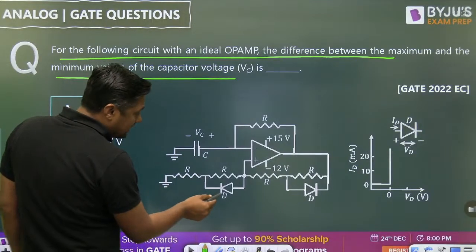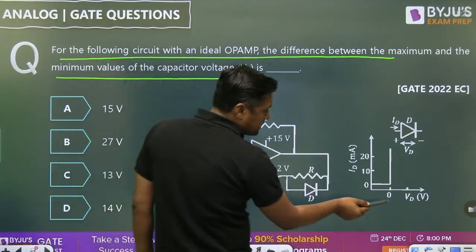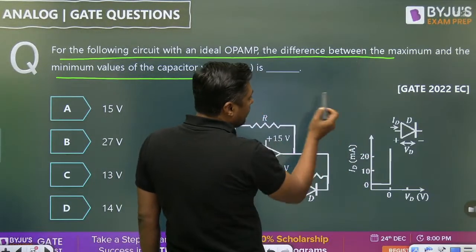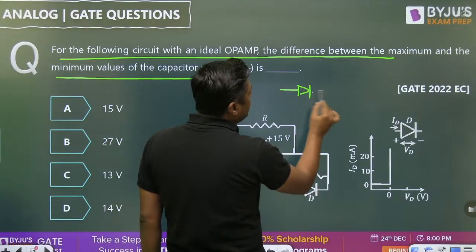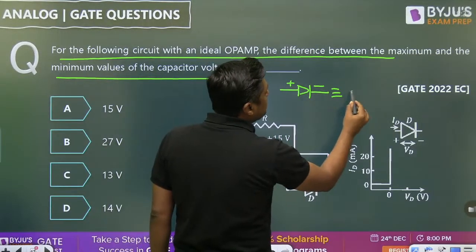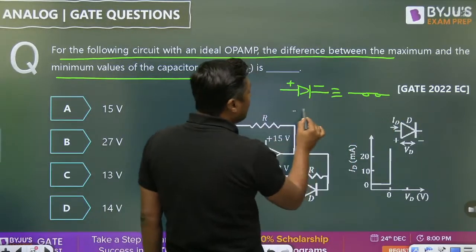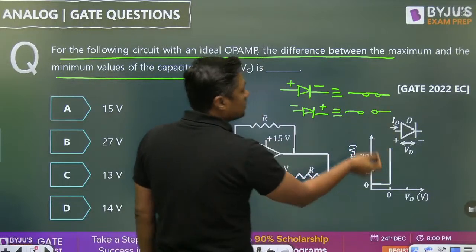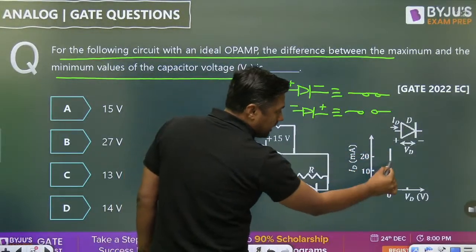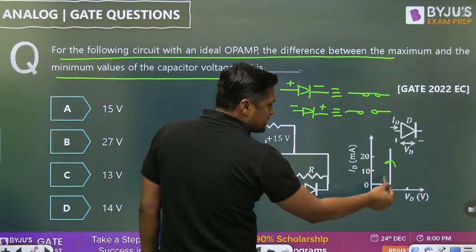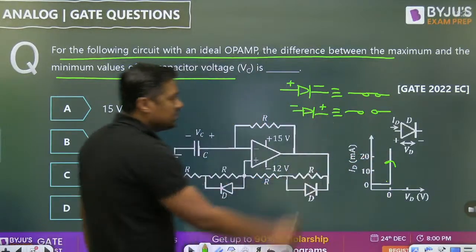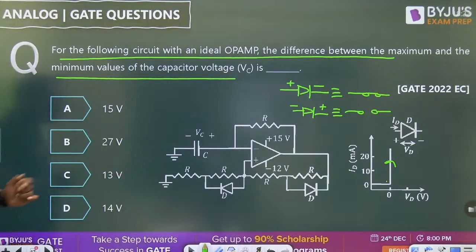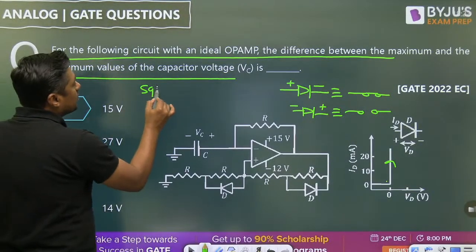Now what about the characteristics of the diode? Here the characteristics are given. At 0, suddenly the current will increase, which means this is an ideal diode. When it is forward bias, it will act as a short circuit, and when it is reverse bias, it will act as an open circuit. Very simple. When this type of characteristic is given, that is the ideal diode. And this is nothing but an astable multivibrator, or we can say a square wave generator.